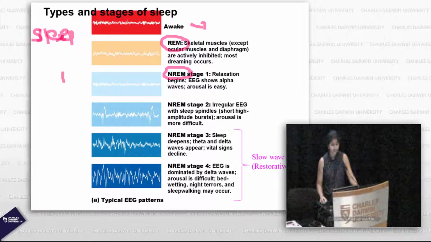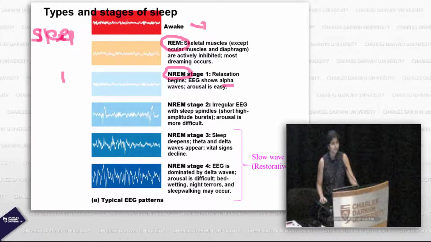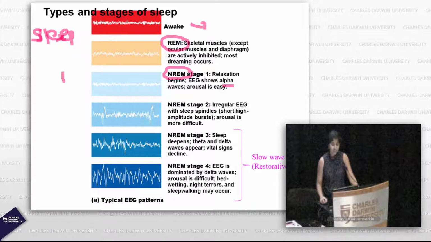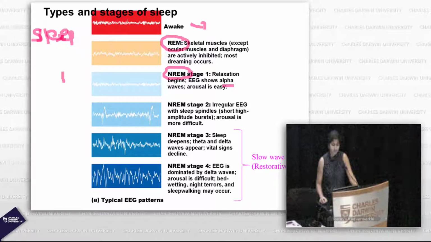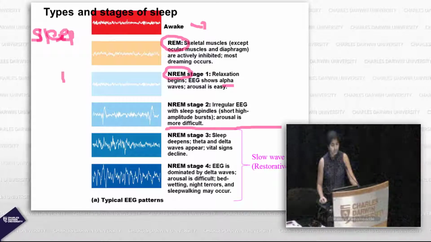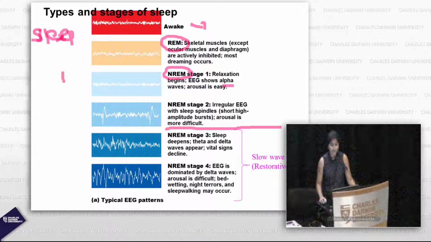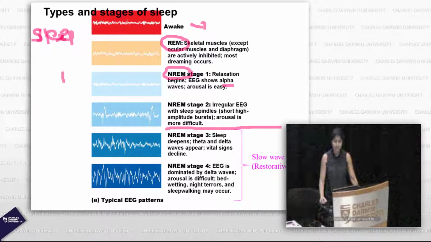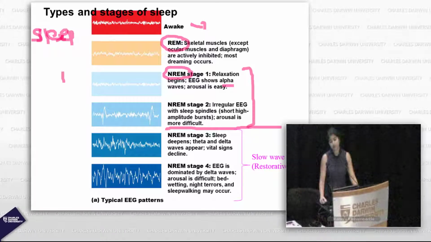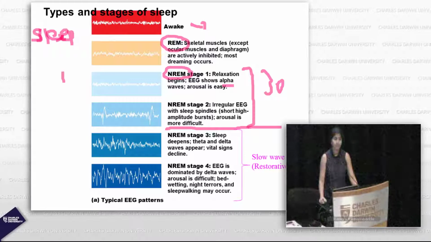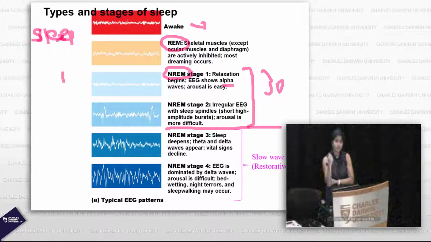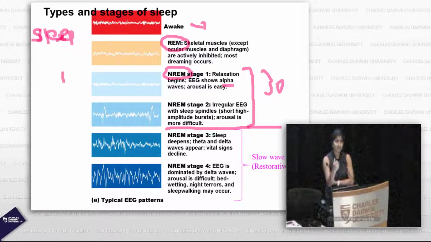Okay? Then in the second stage, the EEG is a little bit more irregular, and you're entering into a bit more relaxation here. The first and the second stage happen within the first 30 minutes. But if you're sleeping with your iPhone, looking at different websites, then it's not going to help. You're not going to get to that stage yet.